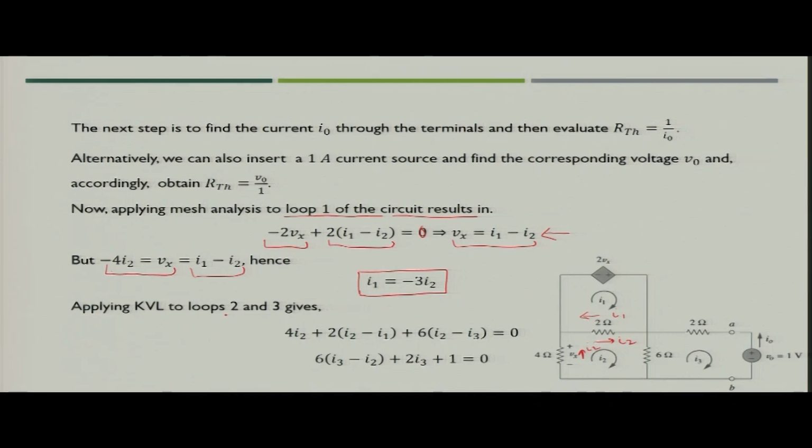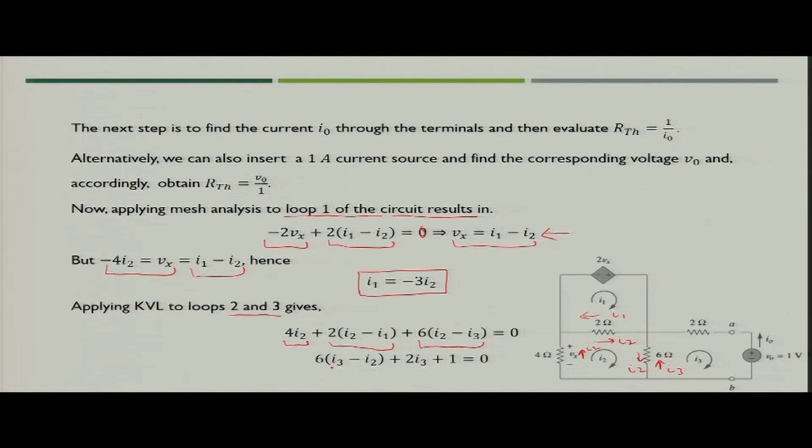Next, what we have to do? We have to apply KVL for loop 2 and 3. So, for loop 2, if you apply KVL, what will happen? The I2 is going in this direction, so it will be 4 I2 plus 2 times I2 minus I1, because I2 is in this direction, I1 in the opposite direction, you will have 2 times I2 minus I1. Similarly, for the 6 ohm also, I2 is in this direction and I3 is in the opposite direction. So, you will get 6 times I2 minus I3 equal to 0. So, this you will get from loop 2. For loop 3, what you will get?